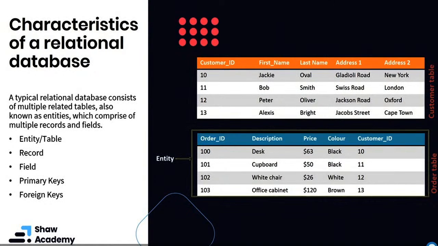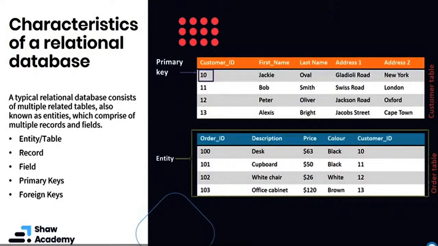If we look at our diagram on the right hand side, we have two tables called a customer table as well as an order table. In the customer table we have attributes known as customer ID, first name, last name, address, address 2. And then in our order table we also have attributes called order ID, description, price, and so on. Now, you'll note in the customers table, we highlight customer ID as a primary key. What is a primary key? A primary key is a unique identifier associated with a record.